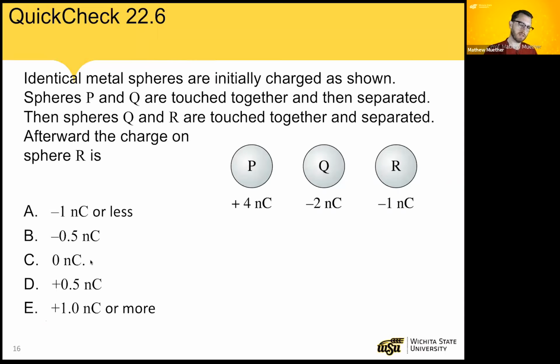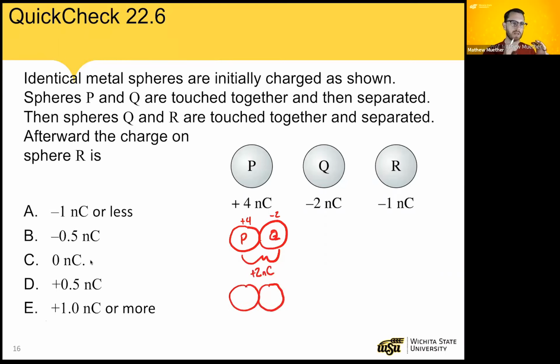The first thing I do is I take P and place it in contact with Q, something like this. This guy was positive 4, this guy was negative 2, right? What's the net charge on this thing? It's 4 minus 2, so I have positive 2 nanocoulombs of charge on just that large object, right? That collection of conductor that I have there, those 2 spheres placed together. How will that charge be distributed on those 2 conductors?